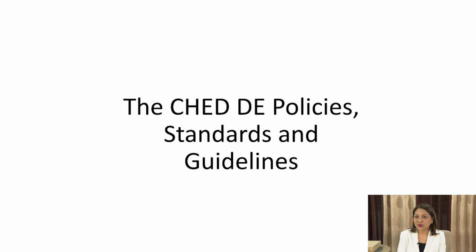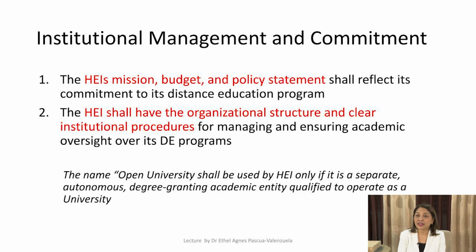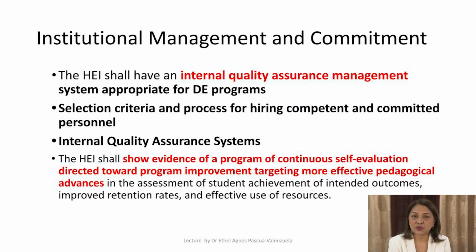Let us get to know the Commission on Higher Education's policies on Institutions, Quality Assurance, and Institutional Management and Commitment. Higher education institutions should include in their mission, budget, and policy statement commitments to offer distance education programs. They should have the organizational structure and clear institutional procedures for managing and ensuring academic oversight over their distance education program. The higher education institution shall have an internal quality assurance management system appropriate for distance education programs.